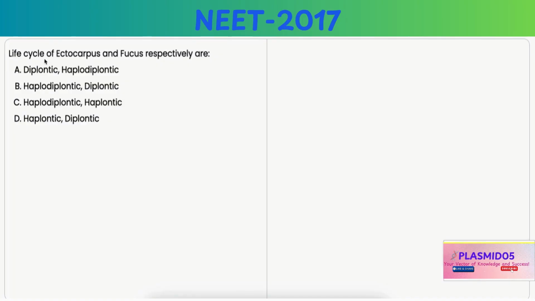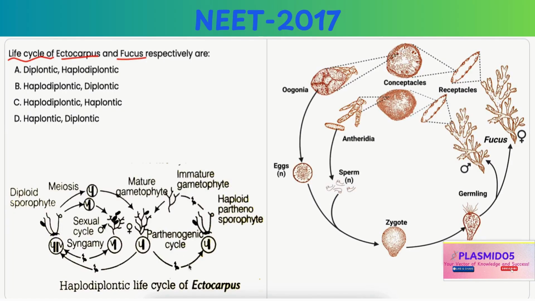In this question, you have to identify what type of life cycle do ectocarpus and fucus respectively have. Now, ectocarpus, which is a brown algae, exhibits a haplodiplontic life cycle. That is, it has both haploid and diploid multicellular stages. The haploid gametophyte produces gametes and the diploid sporophyte produces spores via meiosis. And both these stages are morphologically similar.